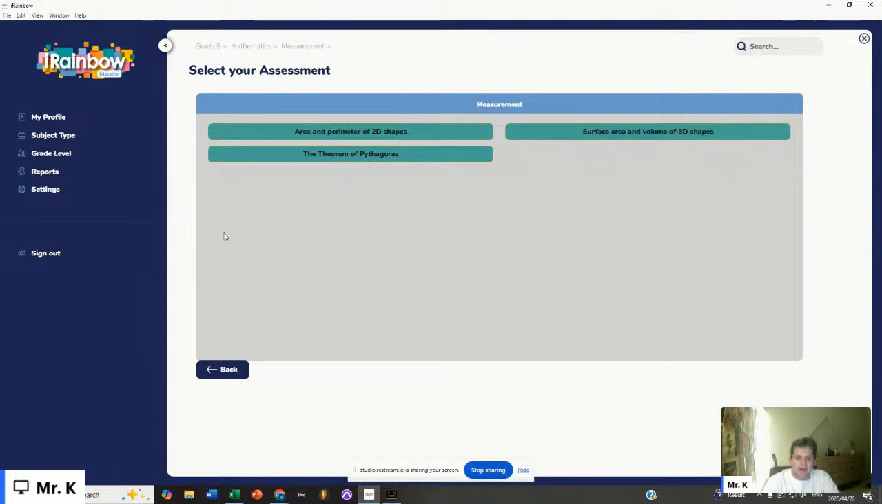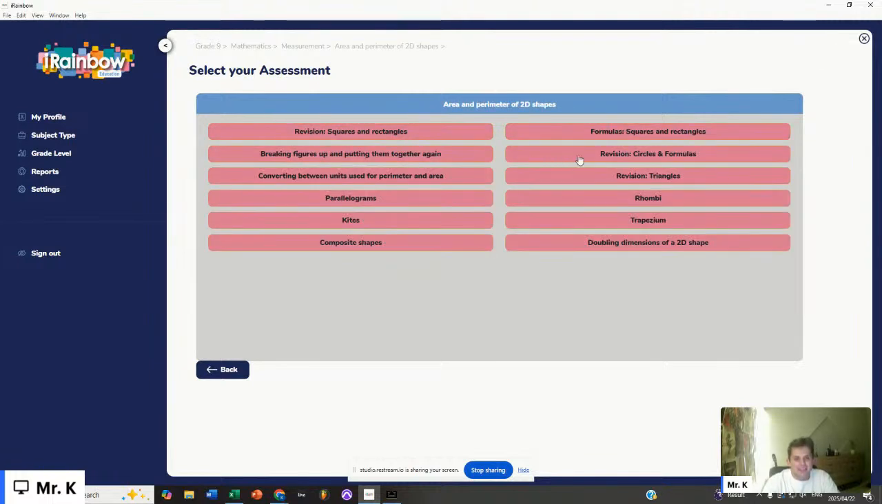If I press back, guys, and we go into area and perimeter of 2D shapes, you will see that there are formulas. There's revision on circles, guys, which I think is a great thing for you to go through if you want to brush up on your understanding of circles, right? And this is a relatively convenient way to do it because it's accessible and it doesn't take too much time. You can go and look at triangles, parallelograms, rhombi, trapeziums, composite shapes, and so on and so forth.